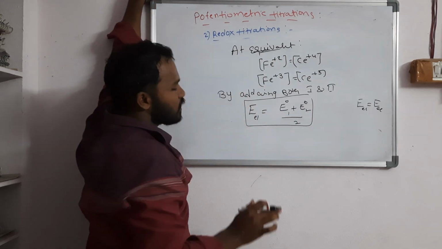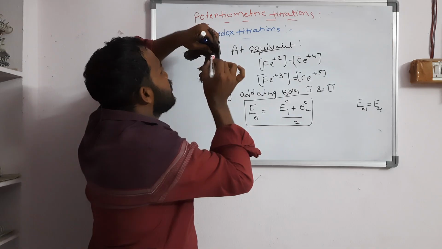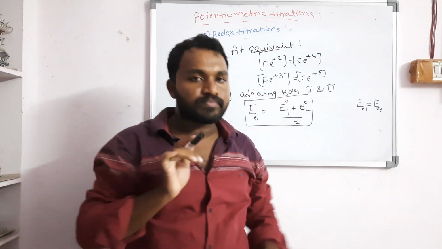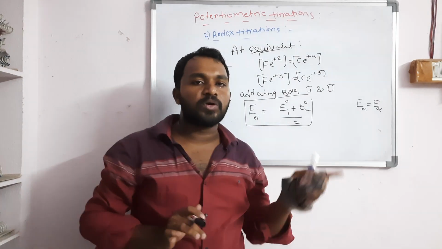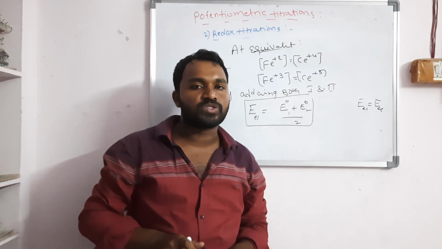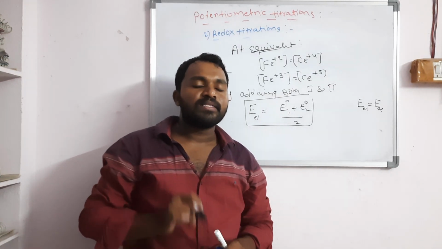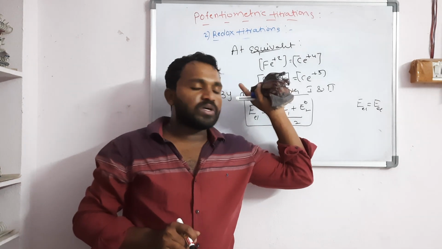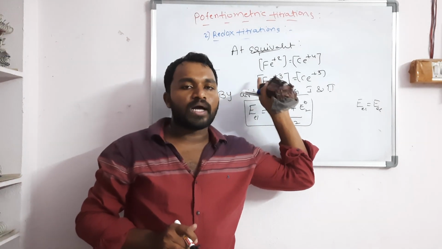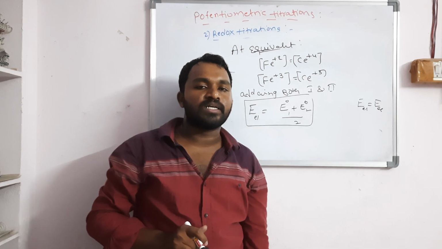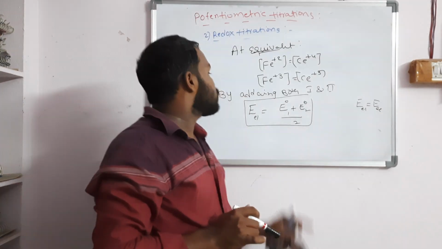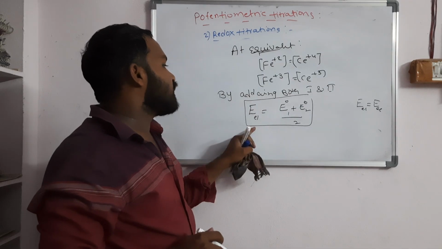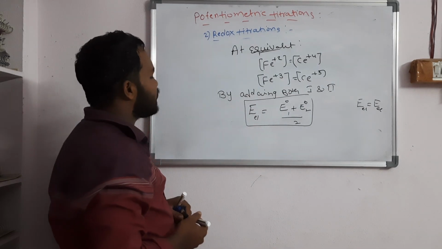So first we write before the equivalent point, the EMF is controlled by iron plus 3 by iron plus 2. At the equivalent point, iron plus 2 concentration is equal to cerium plus 4 concentration, and iron plus 3 concentration is equal to cerium plus 3 concentration. By adding both 1 and 2, we get E electrode is equal to E01 plus E02 by 2.